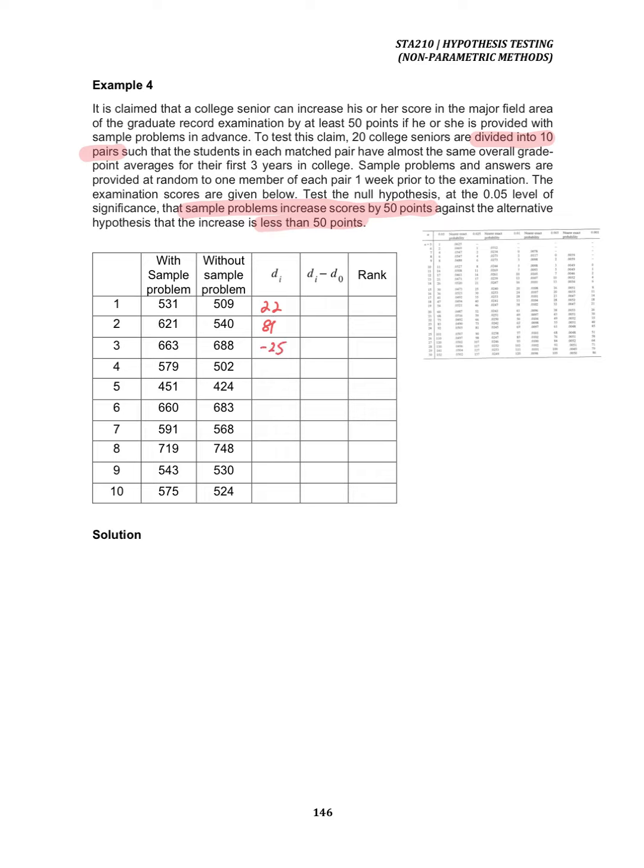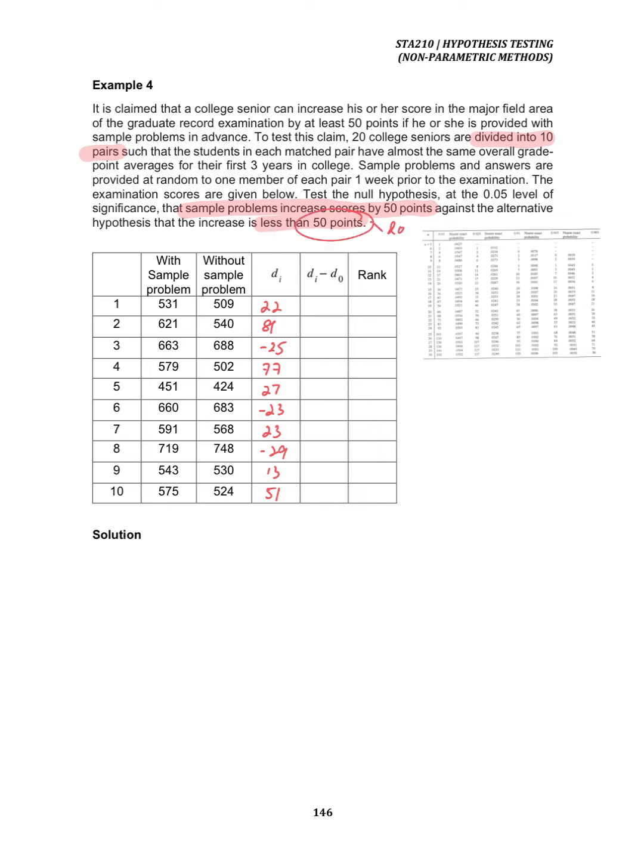25, and then seterusnya 77, 27, negative 23, this one is 23, negative 29, 30, and lastly is 51. Okay, now the difference or the increment that has been mentioned here is 50 points. So 50 points here is our D naught.